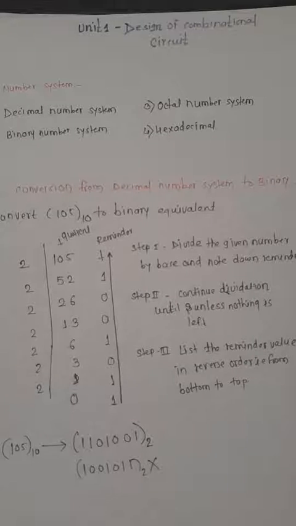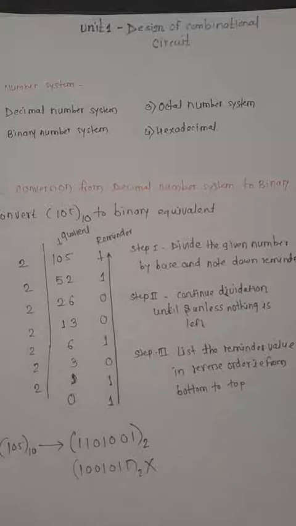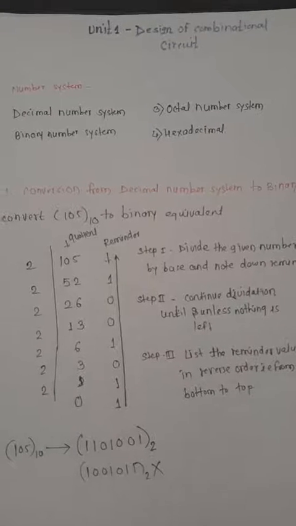But if the decimal number is given in fractional form, the process is different. So let's see the process. If our decimal number is given in fractional form, that is 0.42, what will be our process? It is different for the integer part and it is different for the fractional part.